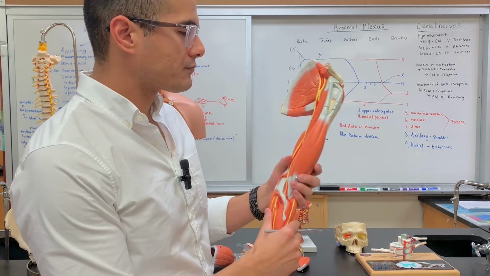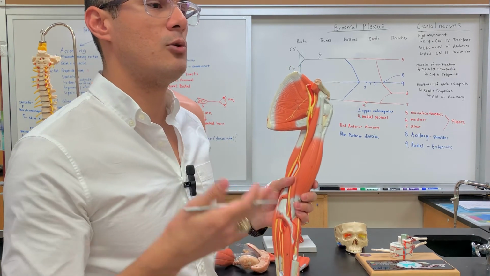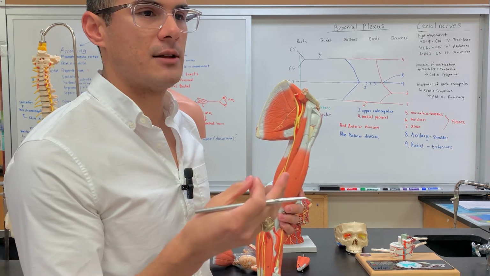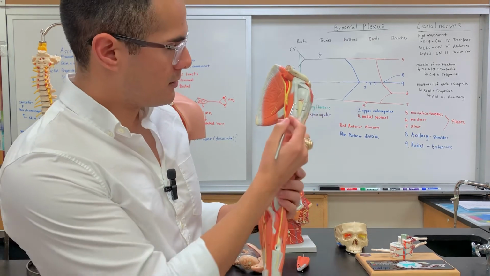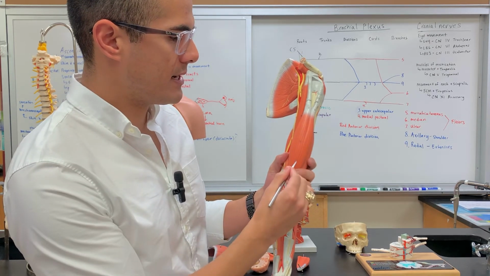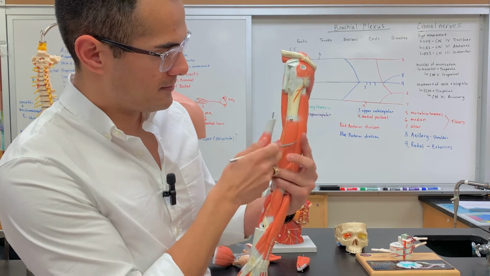So innervating the teres minor as well as the deltoid. Okay. So the next one to identify is what's known as the musculocutaneous nerve. This nerve is going to innervate the coracobrachialis, which is this muscle here, the biceps brachii, as well as the brachialis muscle, which is here.